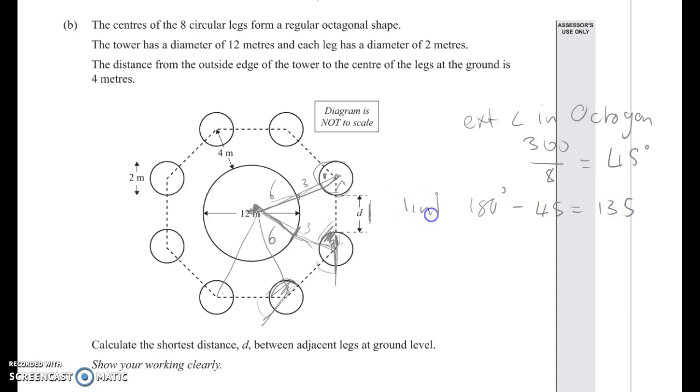So interior angle, so that's interior angle of an octagon is 135. I've divided it in 2, so 67.5. So the base angles of an isosceles triangle equal 67.5. Now, I know that, so what can I do?